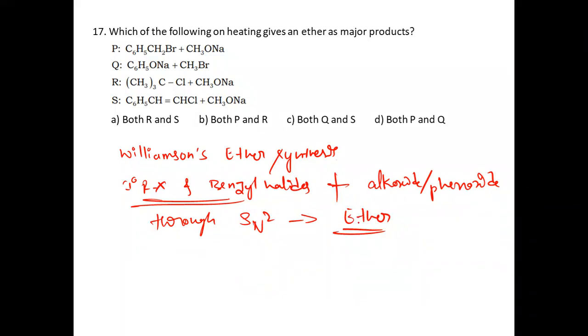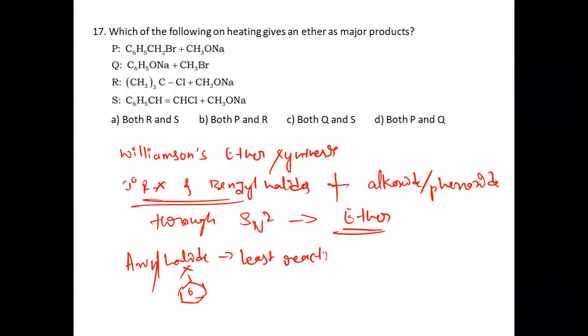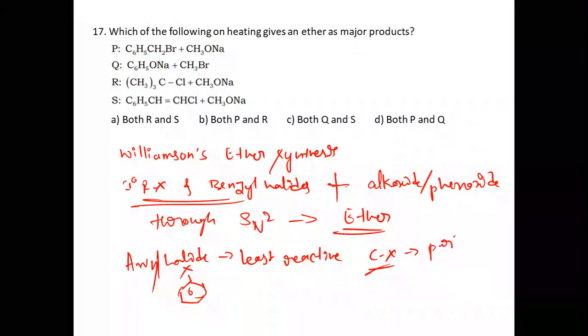Okay, here we can observe aryl halide, which is least reactive. If you consider aryl halide, I will write the general molecular formula, benzene ring with X. Aryl halide is least reactive. Why is it least reactive? We know that the C-X bond in aryl halide has the character of a partial double bond.